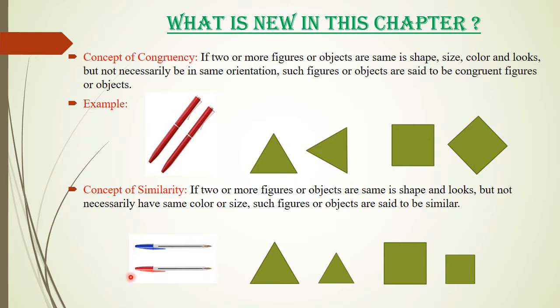having same size and same shape also, but they are different in colors. We cannot call them exactly same objects, but we can call them similar objects. Therefore this is an example of similarity.